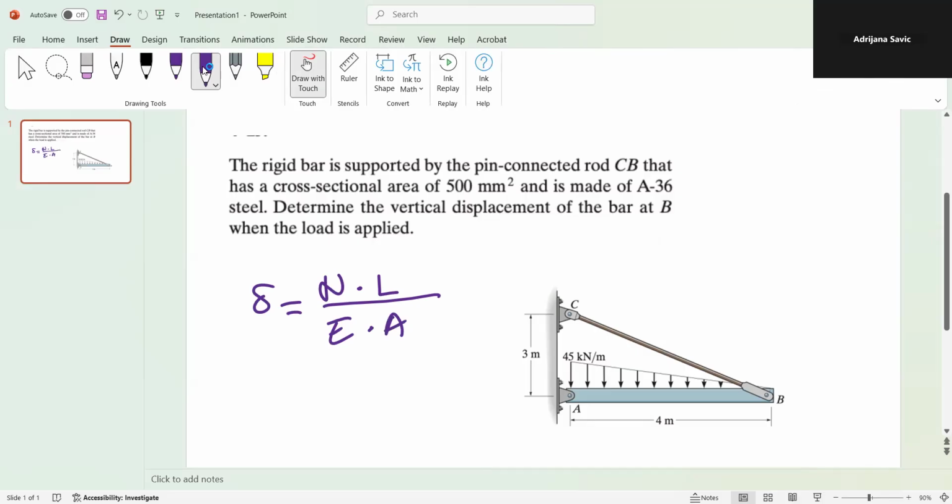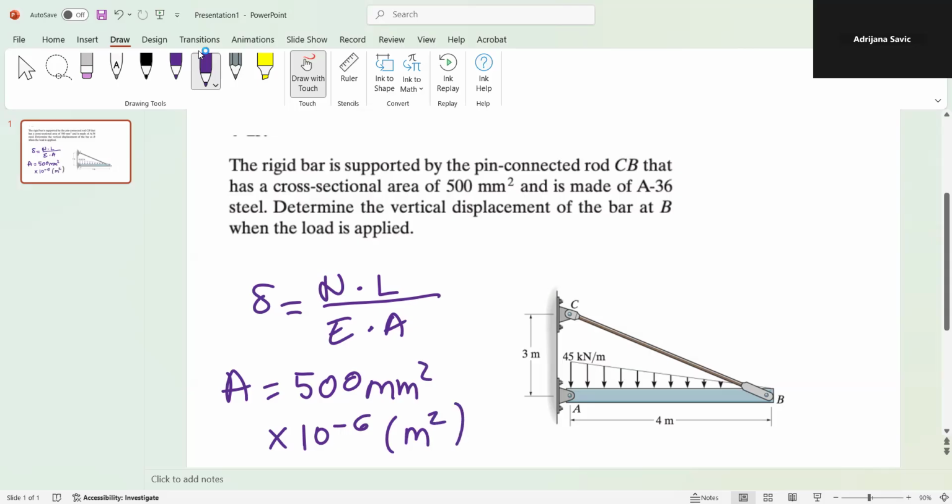So here we have a rigid bar which is supported by the pin-connected rod CB that has a cross-sectional area of 500 millimeters square. So your A is 500 millimeters square, which, in order to obtain meters square, we need to multiply by 10 to the power of minus 6. And the modulus of elasticity will be 200 gigapascal. So these are known values.